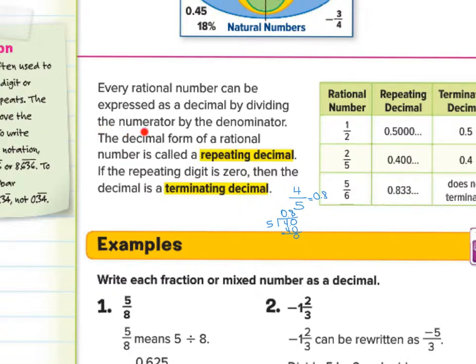The decimal form of a rational number is a repeating decimal. If the repeating digit is 0, then the decimal is a terminating decimal. This is where I was saying if a decimal doesn't end and doesn't follow a repeating pattern but continues on forever, infinitely, then it's called an irrational number.